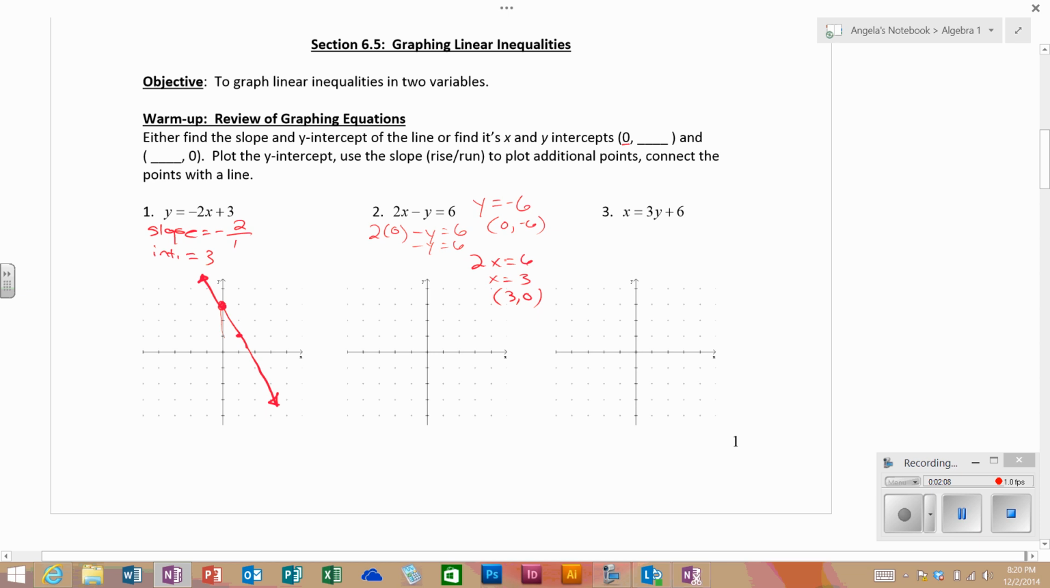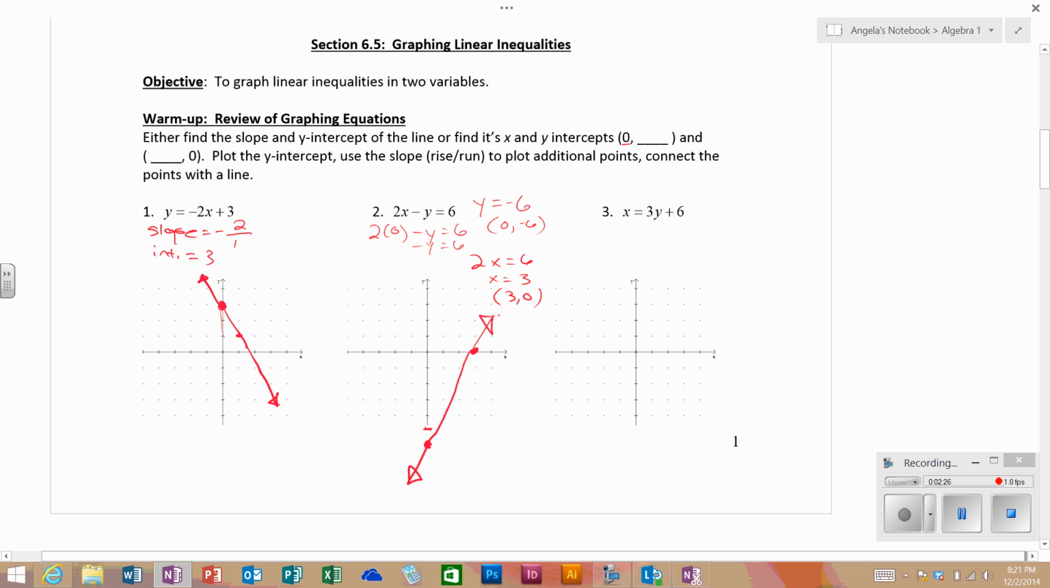So if I plot those, for 3, 0, I'd go over 3 and up 0. And for 0, -6, I'd go over 0 and down 6. 1, 2, 3, 4. I should have drawn more down here at 6. So now I just connect those. So there's the two ways we can graph.